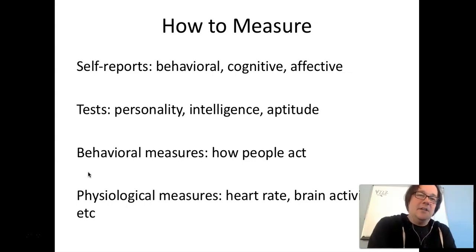Heart rate, brain activity. There's a whole bunch of different physiological measures, and the technology is getting much cheaper. So more and more smaller universities and colleges, even liberal arts colleges like SUNY Oneonta, we do have quite a bit of bio and physiological equipment.